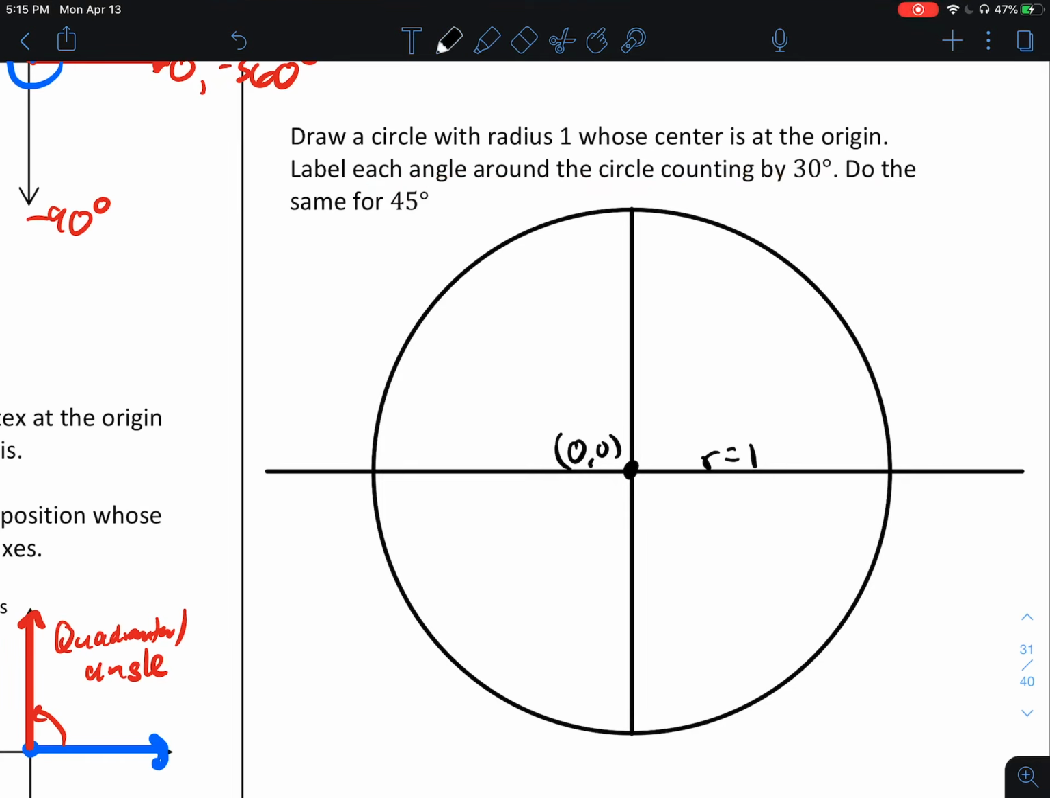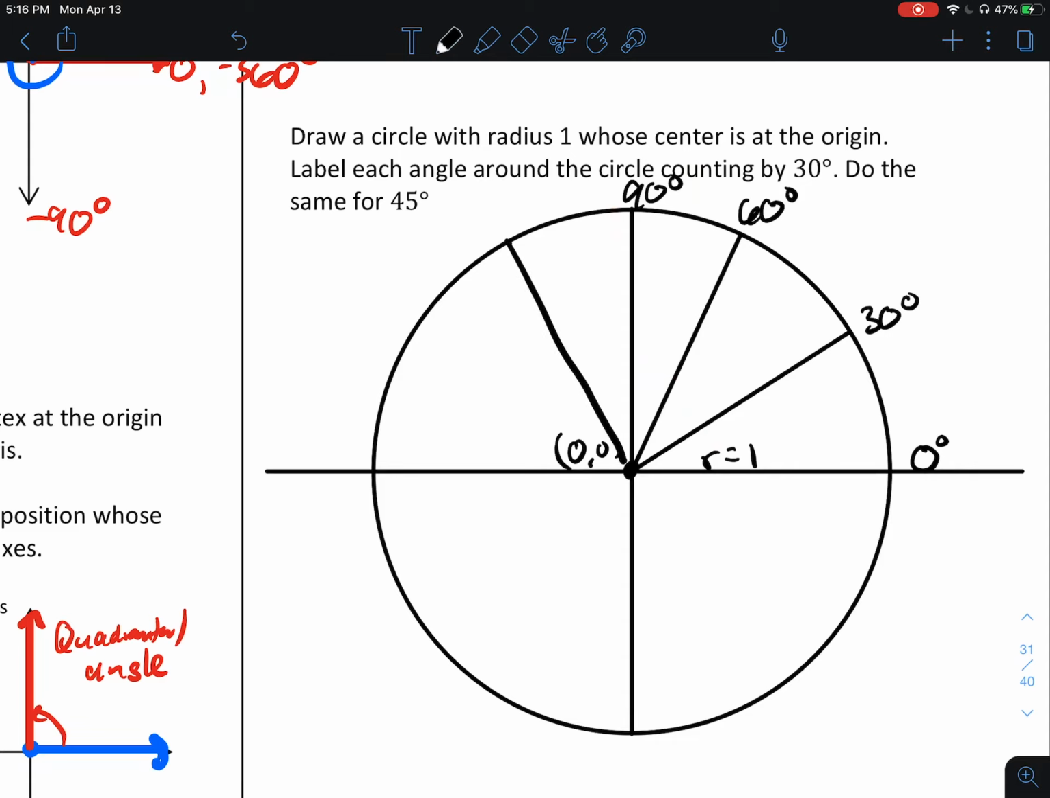Let's do it by 30 first. So the positive x-axis, we start at 0 degrees. And then we know from here to here is 90. So if we're going to count by 30s, we're going to divide this 90 into 3 equal parts. So let's say here-ish is 30 degrees. And then if we went about the same distance, that's 60. So we're saying 30 plus 30 plus 30 is 90.